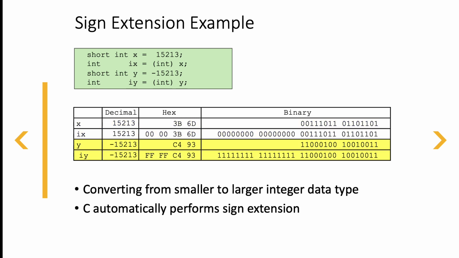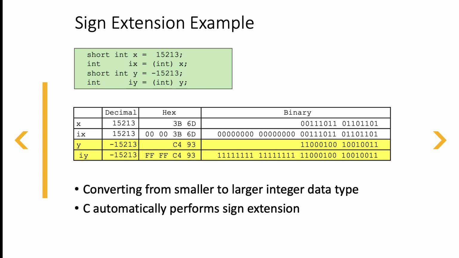The same thing applies if we've got that negative 15,213. We're just going to look and see, my most significant bit is 1, so I'm going to just extend to the left by, in this example, 16 bits, and we're just going to copy that most significant bit every single time. We just add them all up.